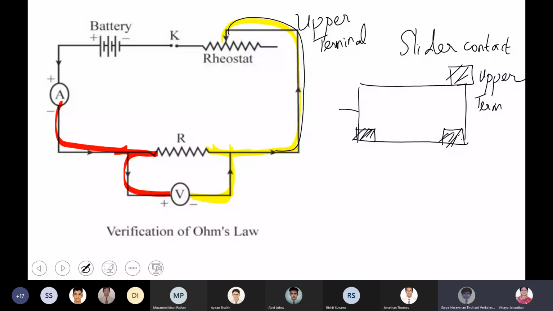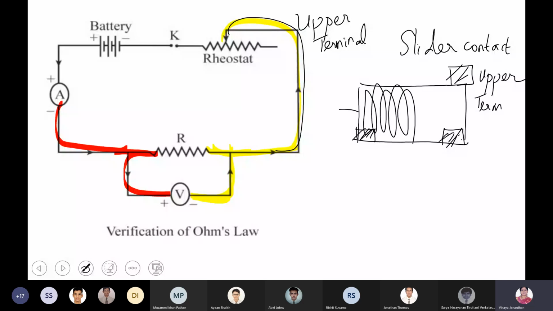Can you repeat rheostat? Rheostat is a variable resistor, boys. When you move the upper slider contact, you are changing the length of this wire. When you change the length of the wire, you are changing its resistance.